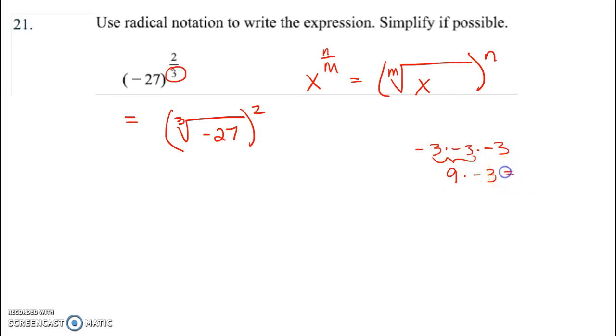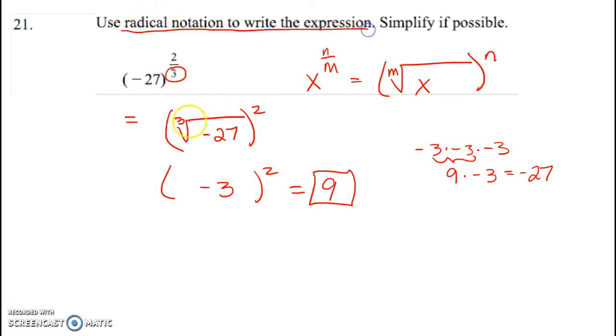Positive 9 times -3 is -27. So this simplifies. The cube root of -27 is -3. And when I square that, -3 times -3 is +9. Okay? So I used radical notation to rewrite the expression. That's the first part. And then I simplified. This is the second part. We'll be looking for both of those when we grade your exams.